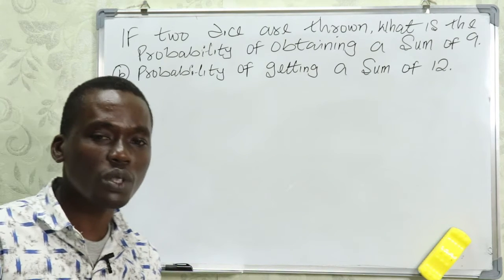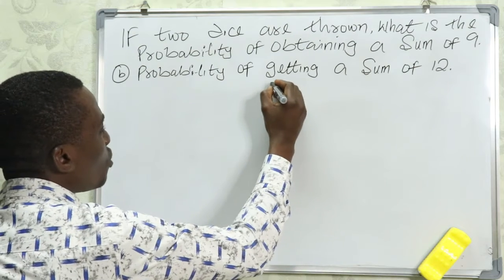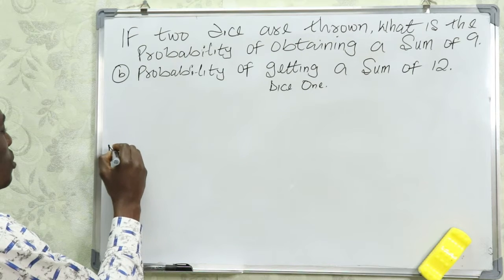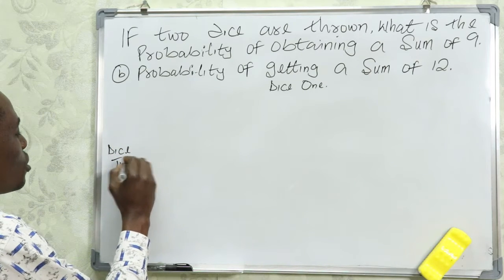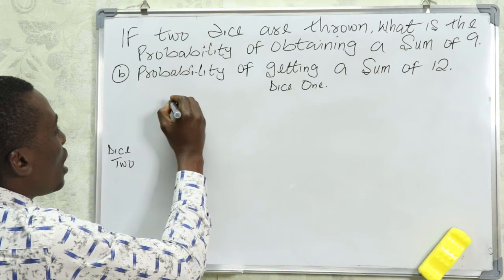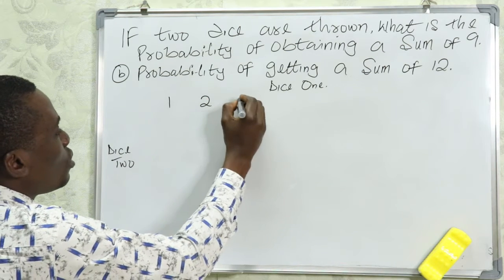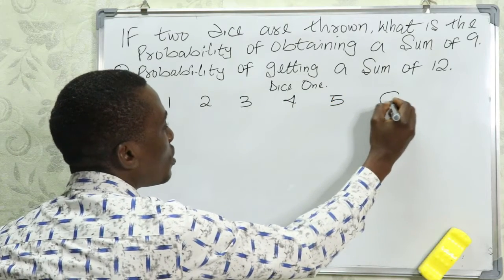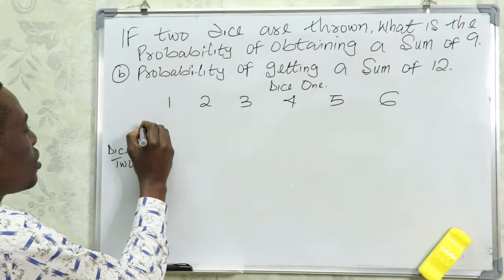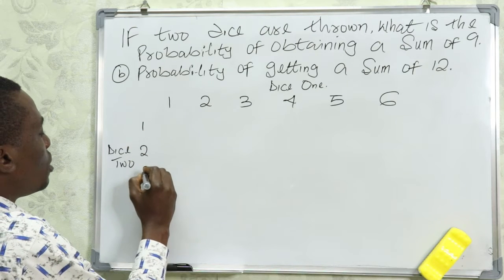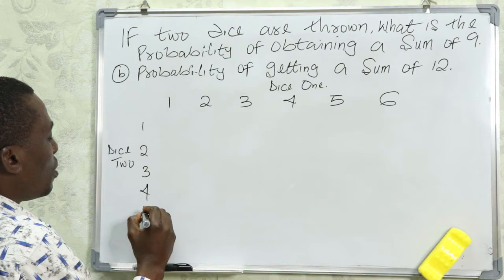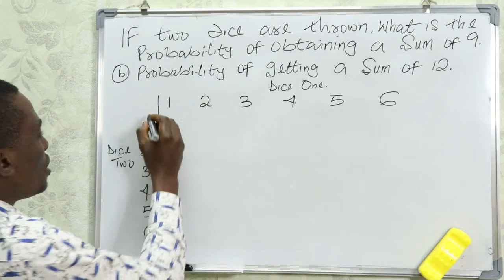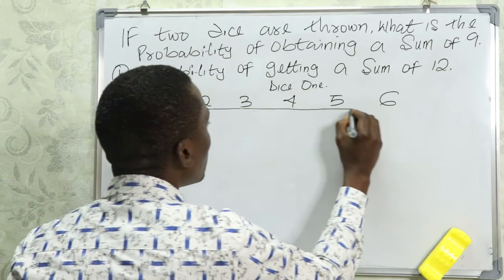Remember, we said we have two dice. So we are going to take this part to be our dice 1, and this part is going to be our dice 2. Now let's assume we have dice 1: 1, 2, 3, 4, 5 and 6. And dice 2 we have 1, 2, 3, 4, 5 and 6. We're going to rule a line to separate these two dice.